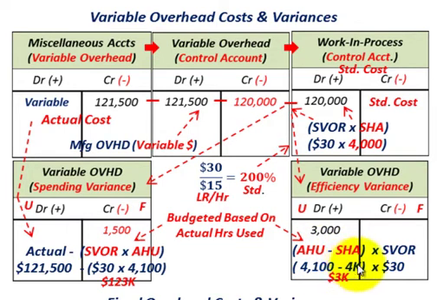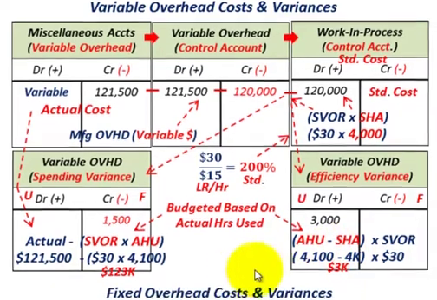Our standard hours allowed was 4,000. So a difference here of 100 hours times $30 is going to give you $3,000. And it's unfavorable because the actual hours used here is 100 hours more than the standard hours allowed. Okay, so that'll take care of our variable overheads.